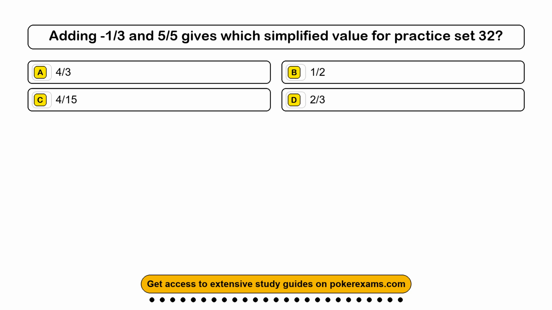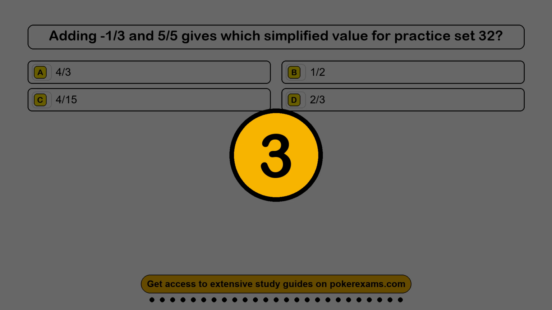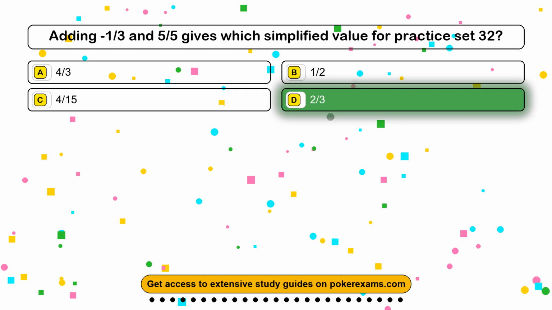Question 1. Adding -1/3 and 5/5 gives which simplified value for practice set 32? Option A, 4/3. Option B, 1/2. Option C, 4/15. Option D, 2/3. The correct answer is option D, 2/3.